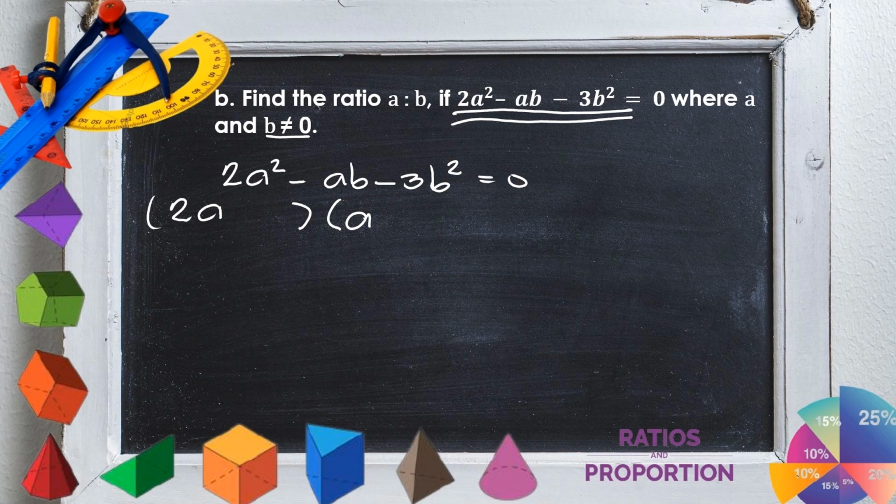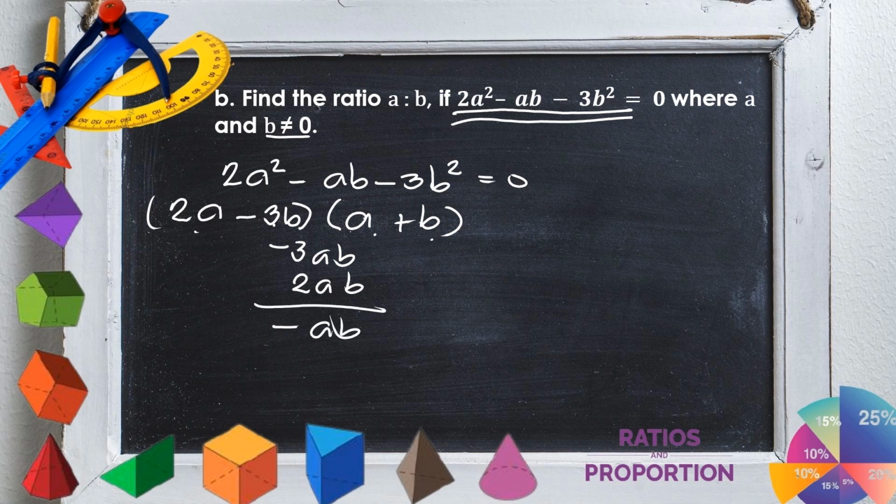Then, if we're going to put here 3b and b, so negative, positive, let's try. 3b times a, that's negative 3ab. 2a times b, that is 2ab. I'm using trial and error here. So we're going to have negative ab, which is basically the middle term of our given quadratic expression. So that means that the factor is correct. So basically, you have to know how to factor here.